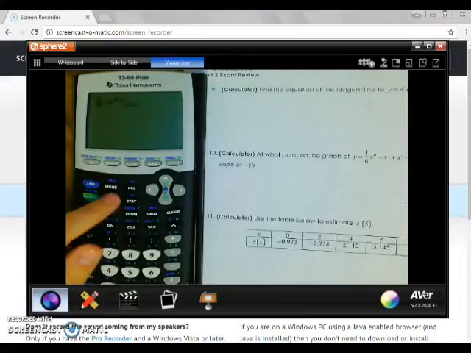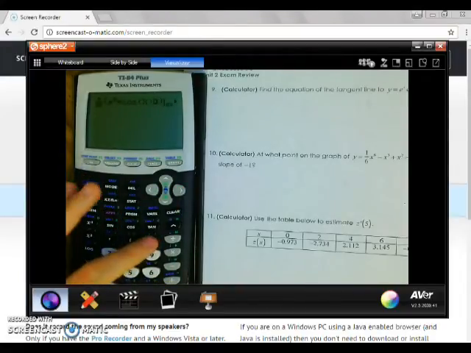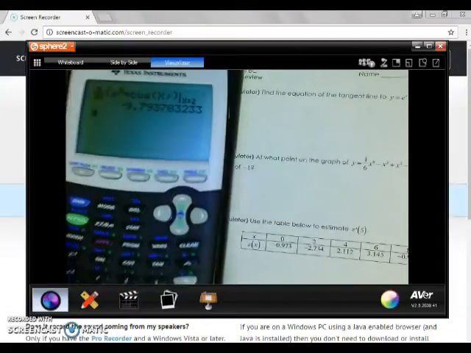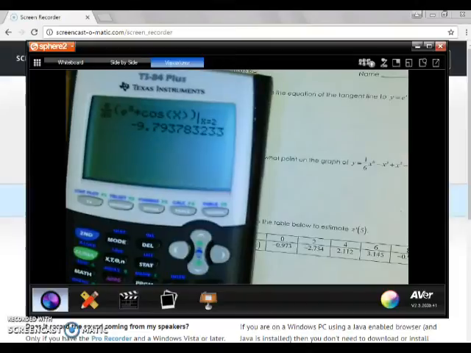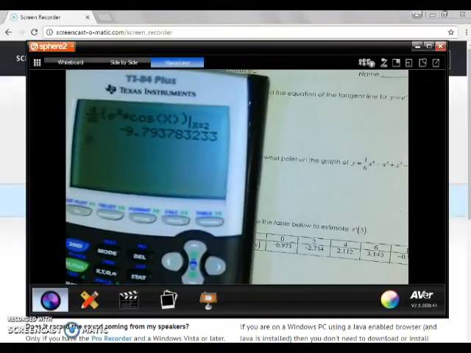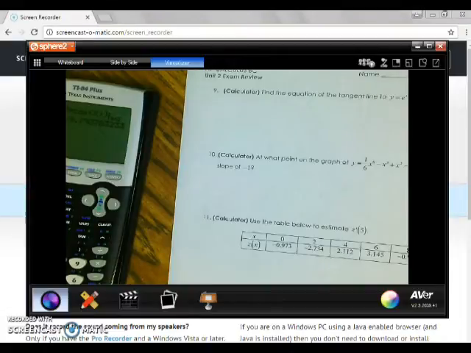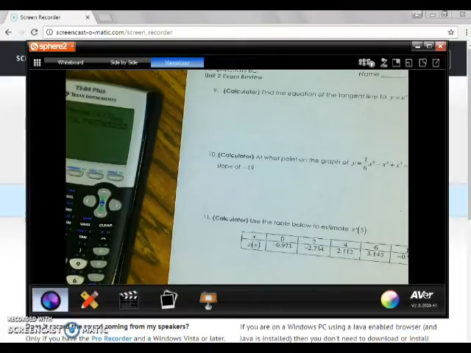So e raised to the x multiplied by cosine of x, close your parentheses, and here you're evaluating it at 2. So you hit enter, and make sure your calculator is in radian mode. Your calculator is always in radian mode for calculus. So you get your answer there. Once you have that slope, that negative 9.79 number, you would go ahead and plug that into point slope formula and then go from there. And that's how you would tackle number 9.